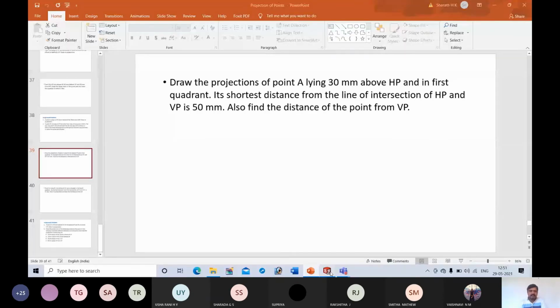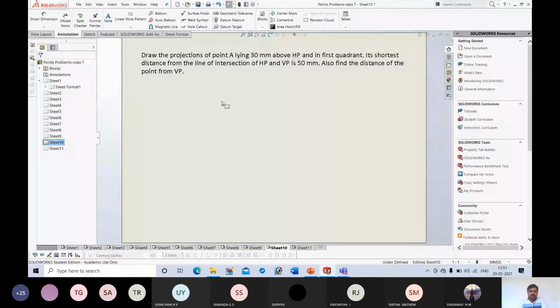Okay, I will consider the same problem. Draw the projection of point A lying 30 mm above HP and in first quadrant. Shortest distance from the line of intersection of HP and VP is 50 mm. Also find the distance of point from VP. Here they have not specified whether to consider LPP or RPP. Your wish. You can consider LPP or RPP, whichever is comfortable for you. You can draw either the left view or the right view, your wish.